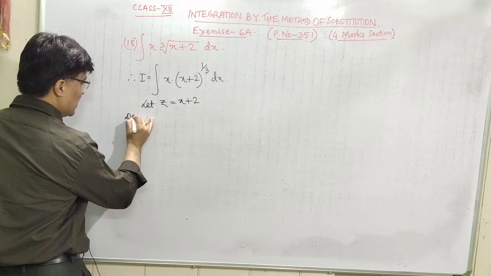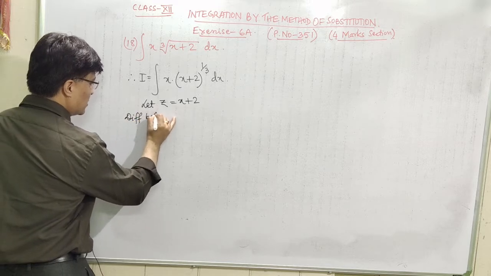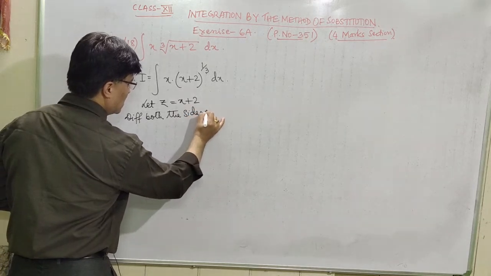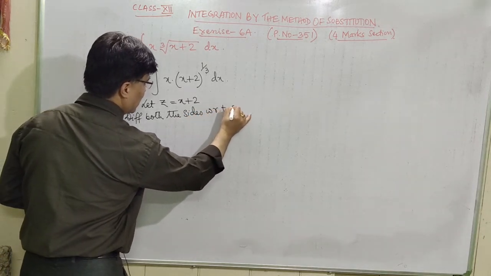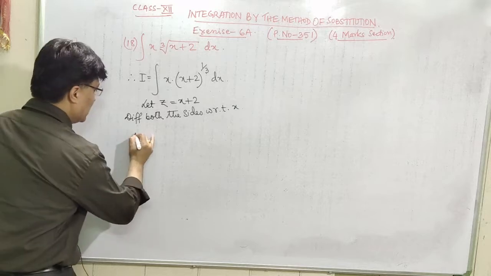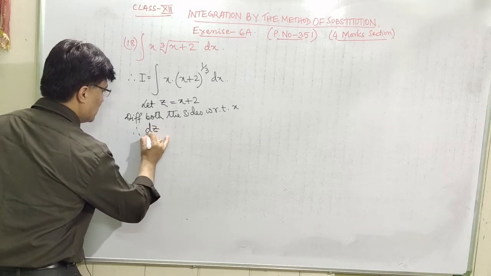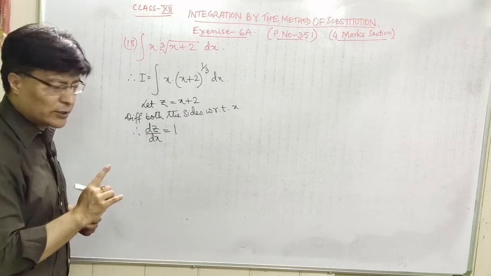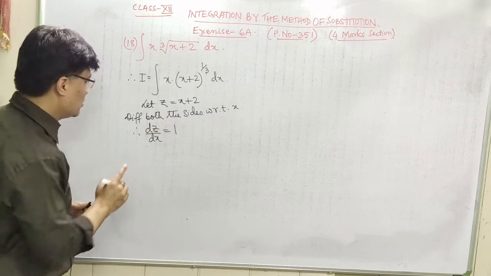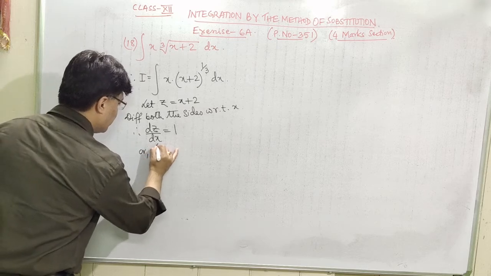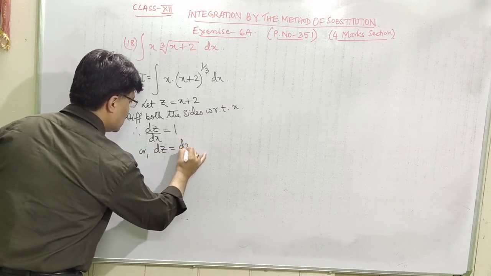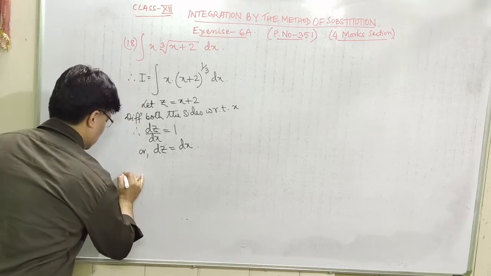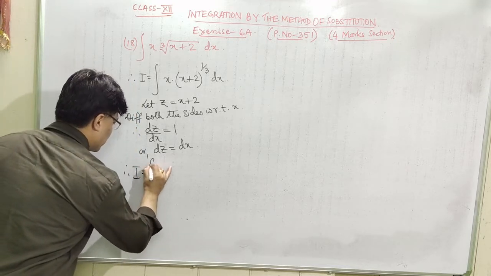So let us differentiate both the sides with respect to x. Okay, so therefore this is dz by dx is equal to, differentiation of x with respect to x is 1 and for 2 it is 0. Now you can cross multiply, so dz is equal to dx. So it is cross multiplied, right? So what does I become now?